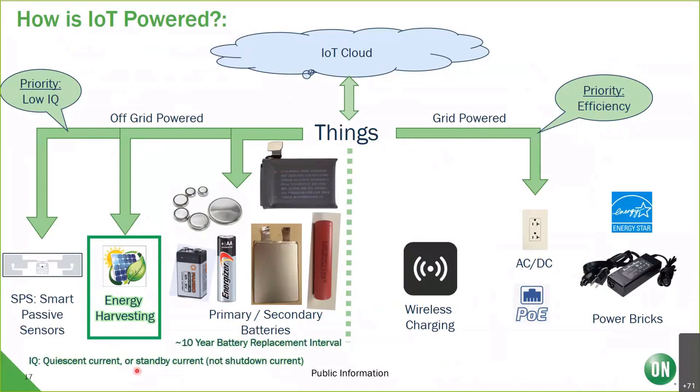Quiescent current, which is basically the standby current, not to be confused with shutdown current. A lot of times for IoT battery powered, you're going to have some sort of MCU that's asleep. It wakes up, does something, and then goes back to sleep. That's very common. While it's sleeping, you don't want to be burning a lot of power. The last thing you want to do is deplete your battery while it's sleeping. So devices that have low IQ are going to make that battery last longer.